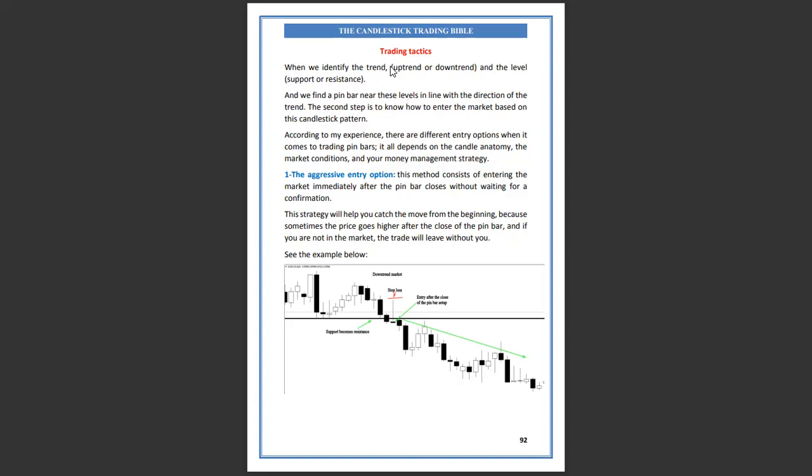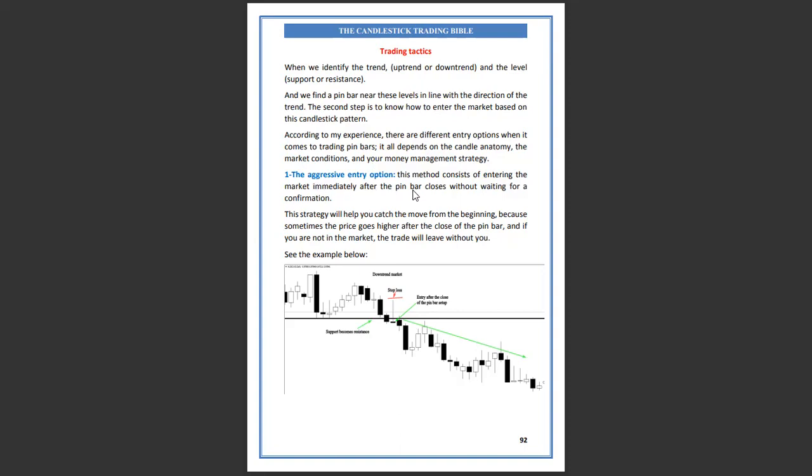So, trading statistics. When we identify a trend, uptrend or downtrend, and the level, support or resistance, you can find a pin bar near these levels in line with the direction of this trend. The second step is to know how to enter the market based on this candlestick pattern. According to my experience, there are different entry options when it comes to trading pin bars. It all depends on the candle anatomy, the market conditions, and your money management strategy.